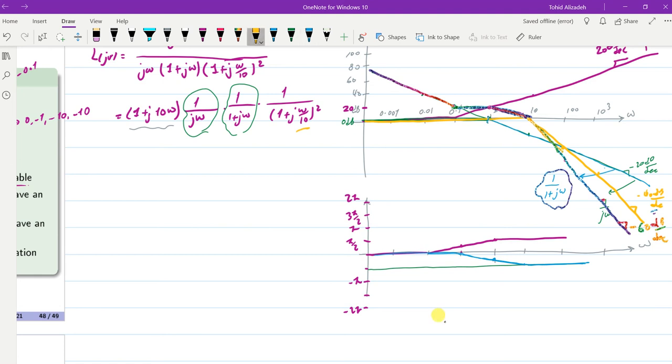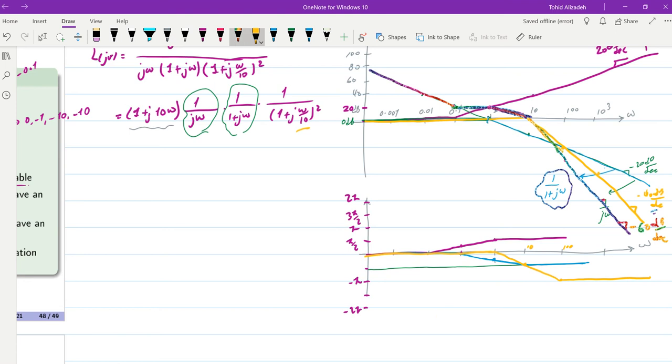And finally, for the last component, we have two poles at omega equal to 10, s equal to 10, which is over here. 1 decade before, the phase will be 0. 1 decade after omega equal to 10, which is omega equal to 100, the phase will be 2 times minus pi over 2, so we'll have minus pi. And at omega equal to 10, we will have minus pi over 2.